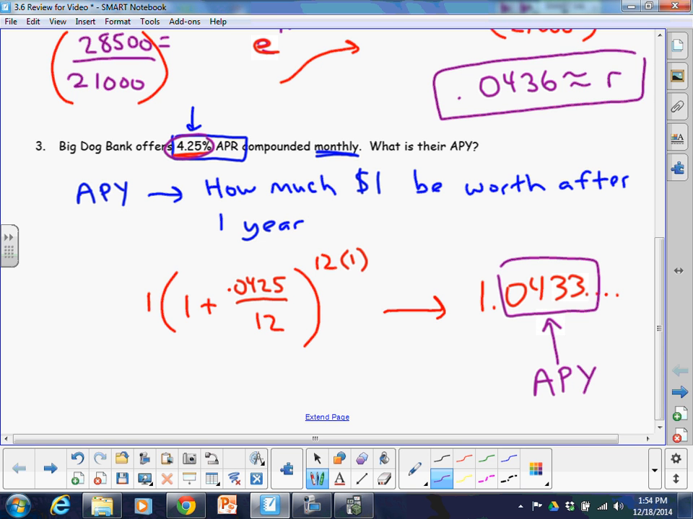You can look in the book too. They do a slight variation on the formulas, but that's kind of the way I think of APY. Okay, so again, it should be just a touch higher than the APR, and it is.